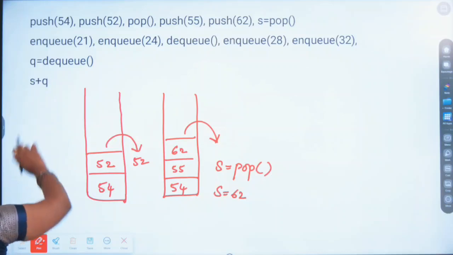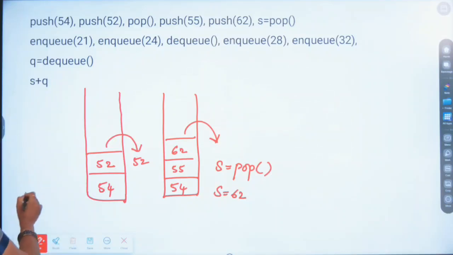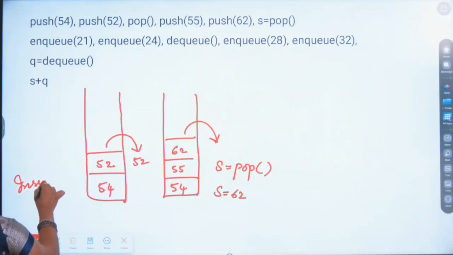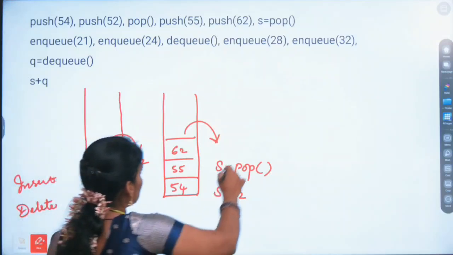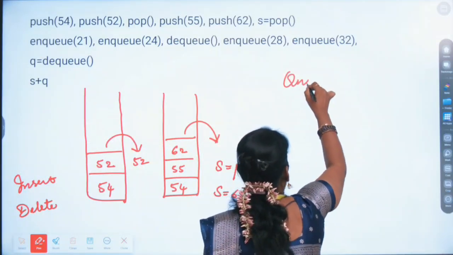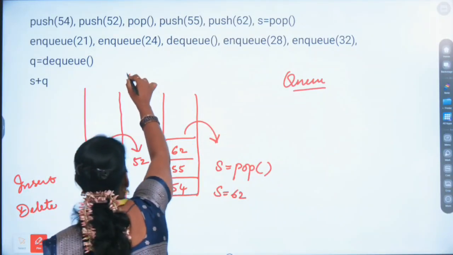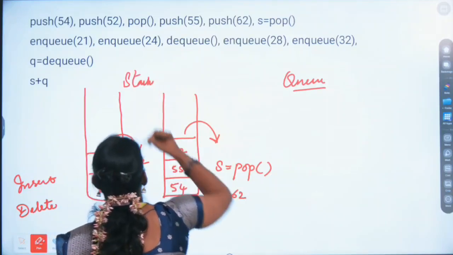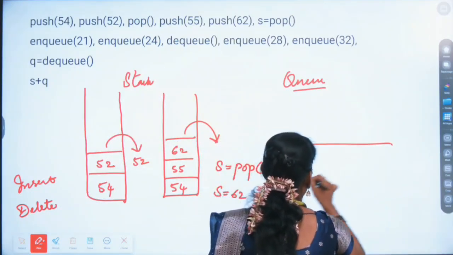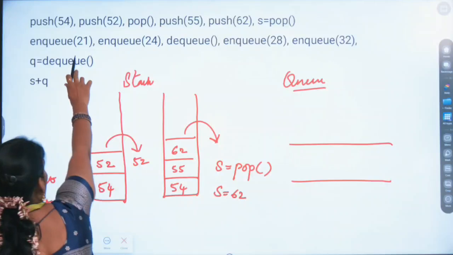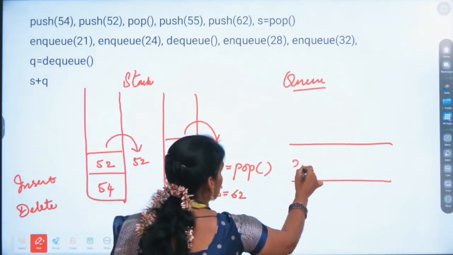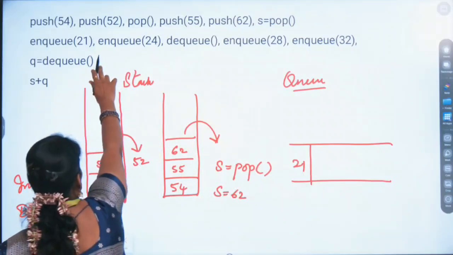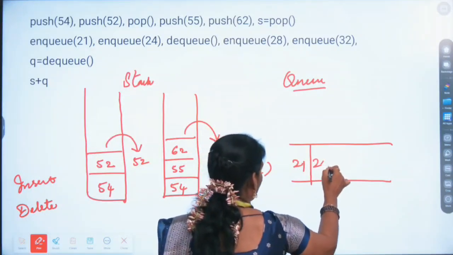So next NQ. NQ means inserting an element. DQ is deleting an element from the queue. Okay, so NQ and DQ. This is the queue, and this is the stack. In the queue we should insert an element into the queue. So 21 is inserted into the queue. Next again NQ 24, insert 24.